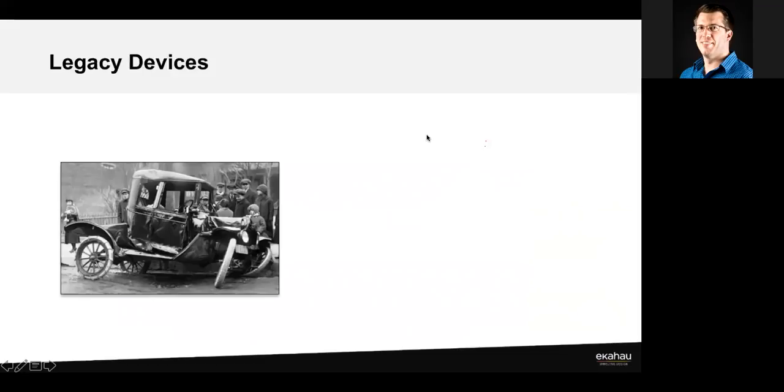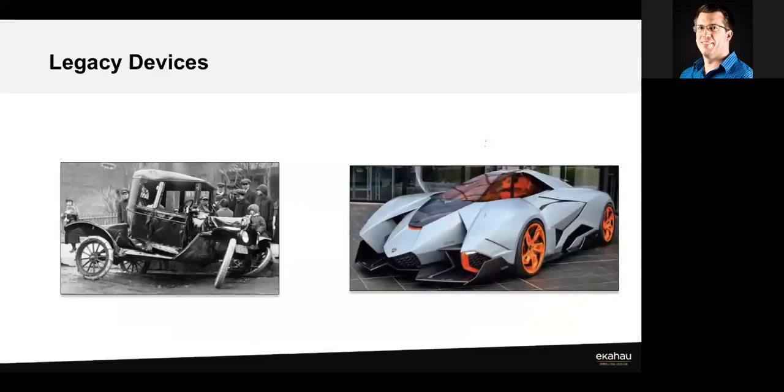So I briefly spoke about legacy devices before. We've got a nice little analogy of a slow old car there versus a supercar here. So legacy devices are a big impact on your network in terms of the data rates that you have. You probably know that 802.11b and G and N, they're all sort of backwards compatible with each other. 802.11n on 5 gigahertz and A and AC are all backwards compatible with each other.